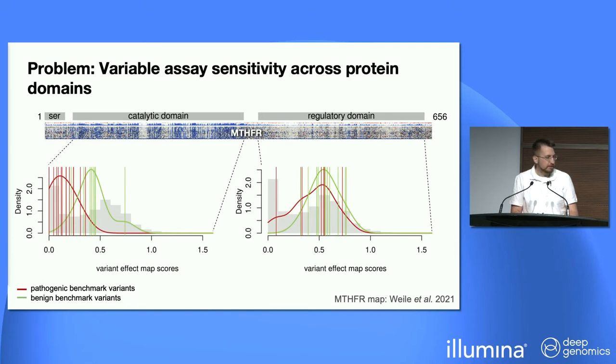And if we look at the distribution of benchmark variants in the red and green curves, we can see that in the catalytic domain, we get a much better separation of our pathogenic and benign benchmarks than we get in the regulatory half. So in this case, it is relatively important that we treat those two domains separately and calculate our odds path separately for those domains.